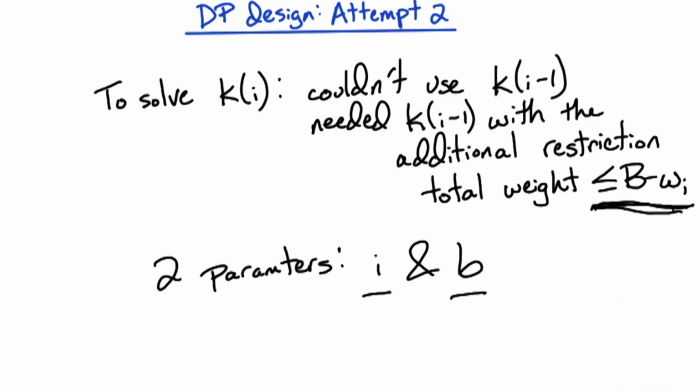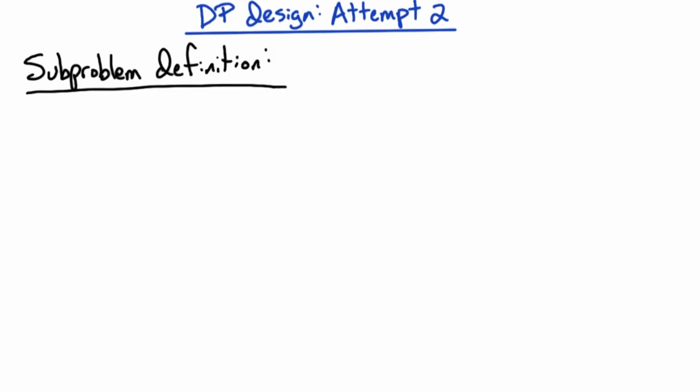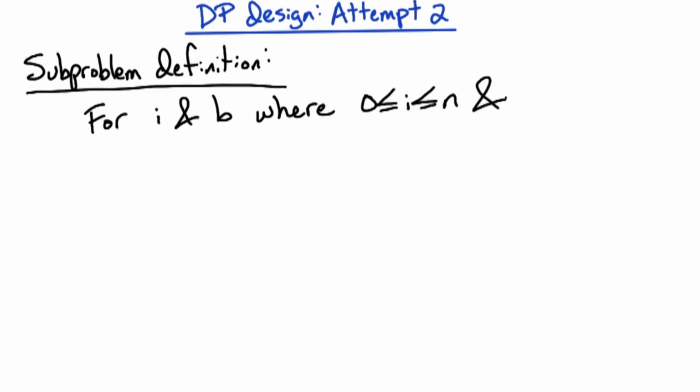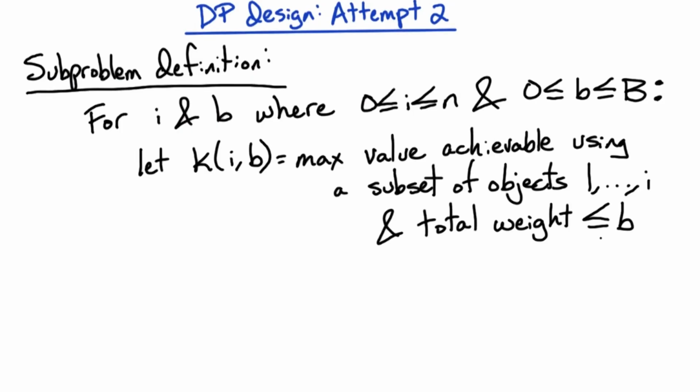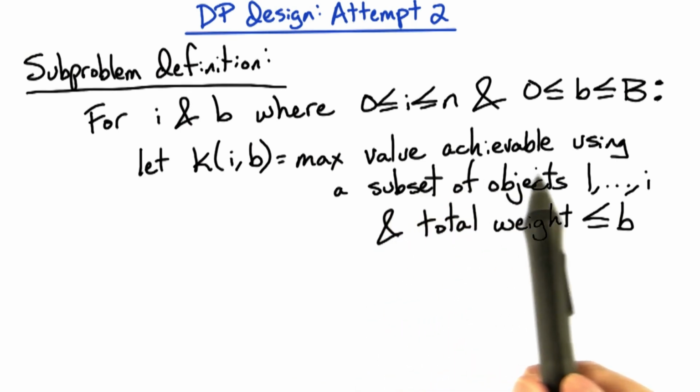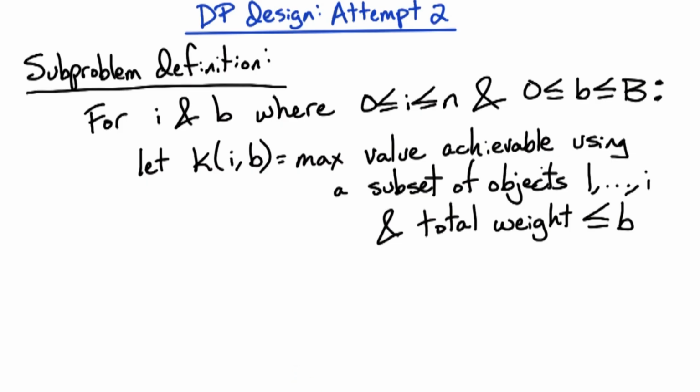Okay, let's go ahead and formalize this. We're going to have two parameters, i and b, as we just said, and i is going to be restricted between 0 and n, just as before, and little b is going to be restricted between 0 and capital B. And we're going to define the entry K(i, b), this is the entry in our two-dimensional table, to be the max value which we can obtain using a subset of objects 1 through i.